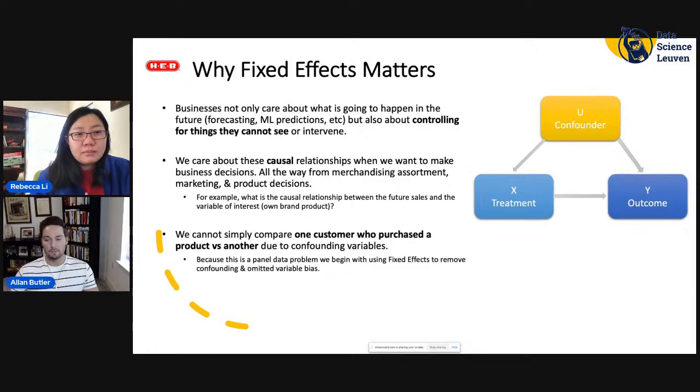We care about these causal relationships when we want to make important business decisions. For example, what is the future incremental value of an own brand product on customer spend? Doing this, we cannot just compare one customer who purchased a product versus another due to confounding variables, or variables that are both correlated to our variable of interest, own brand product, and correlated to our outcome variable, future sales.